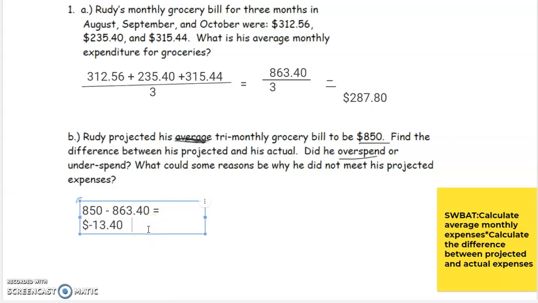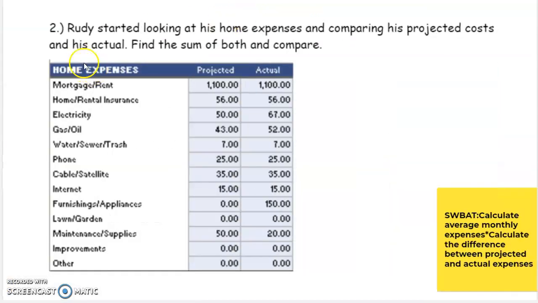Okay. So just understanding that that means you overspent. If you overspend, you will come up with a negative value there, as long as you want projected minus your actual. So this is how your typical budget sheet actually looks.